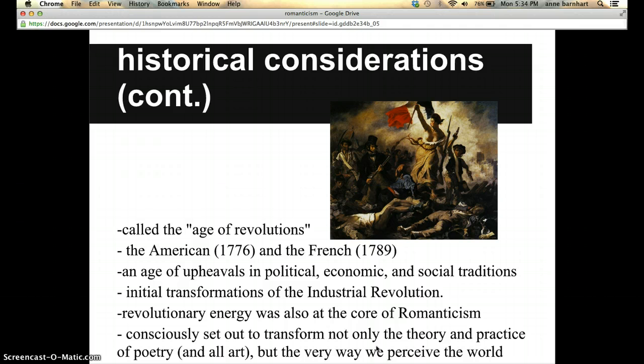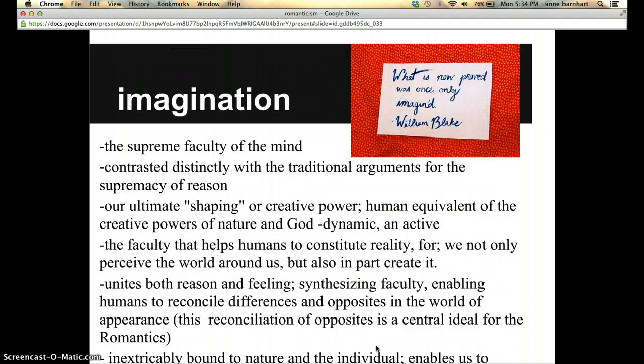The photo that I included here is Delacroix's Liberty Leading the People. For those of you that went to the Louvre this year, you probably saw it. It was very, very large on the wall there. So the first major tenet for Romanticism is imagination. And I've included a little quote by Blake: "What is now proved was once only imagined." And I find that incredibly wonderful.